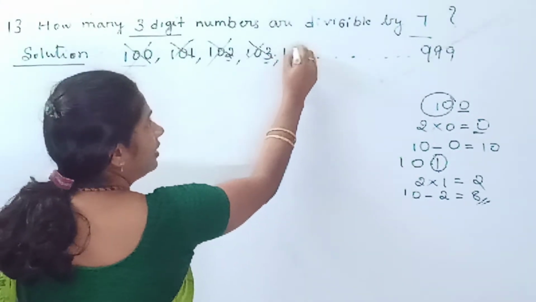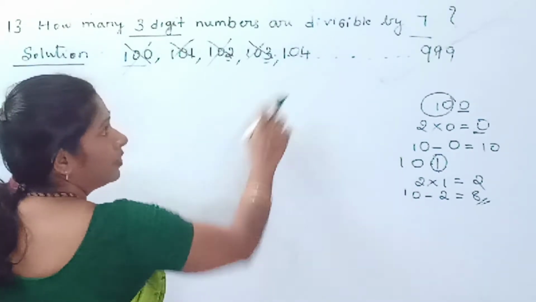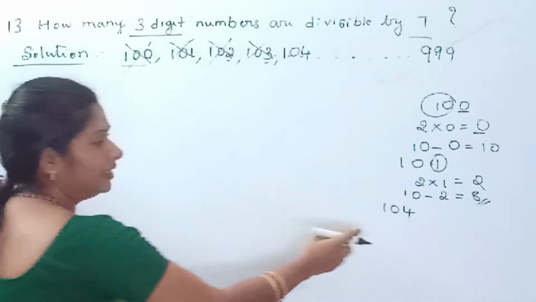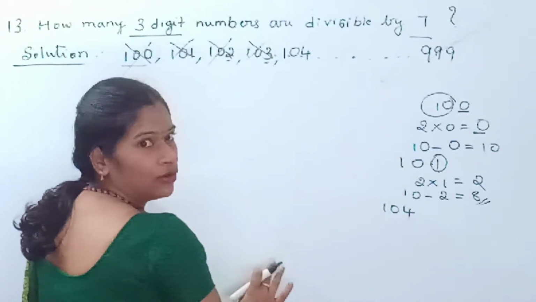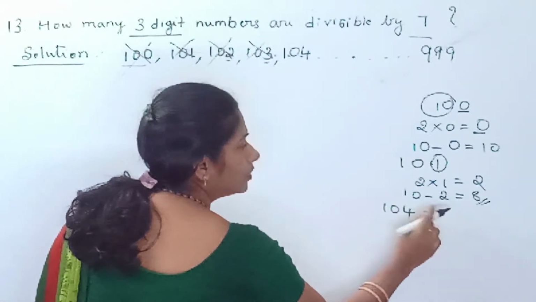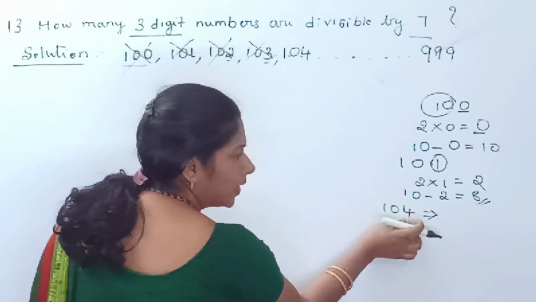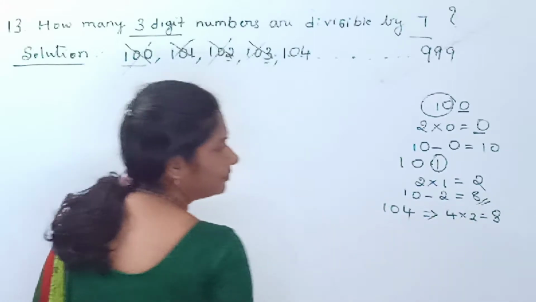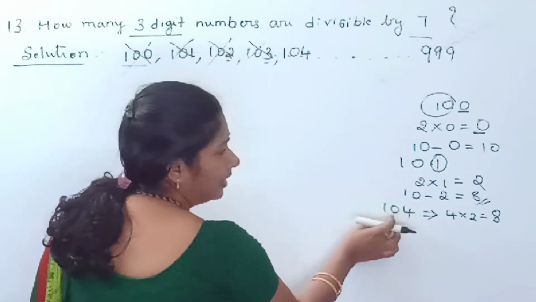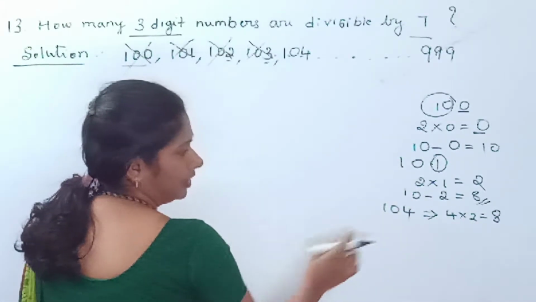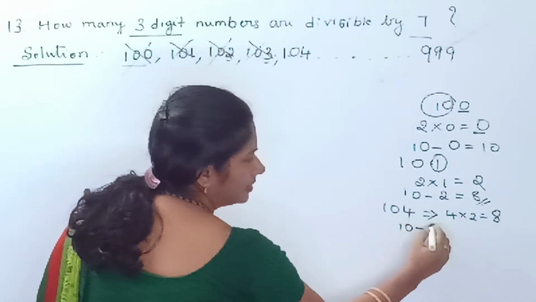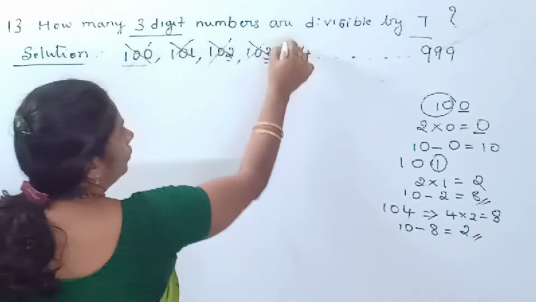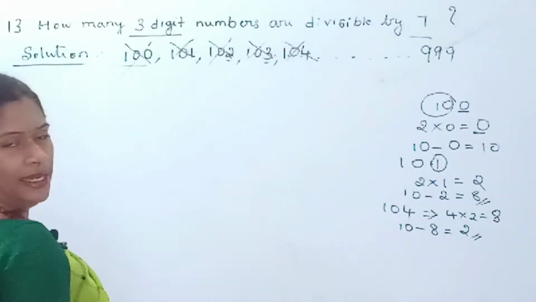Then let us check 104, children. Whether 104 is divisible by 7 or not, how will you find out? What does the rule say? Twice the unit digit, 4 into 2, it is 8. Now 10 minus 8, how much is it? 10 minus 8 is 2. So 104 is also not divisible by 7.